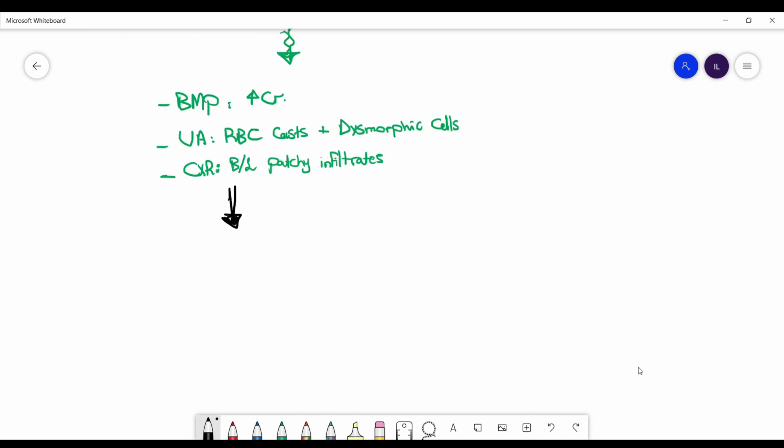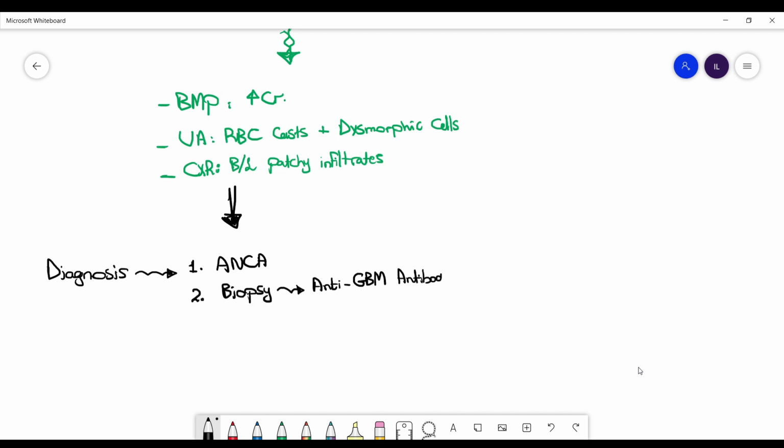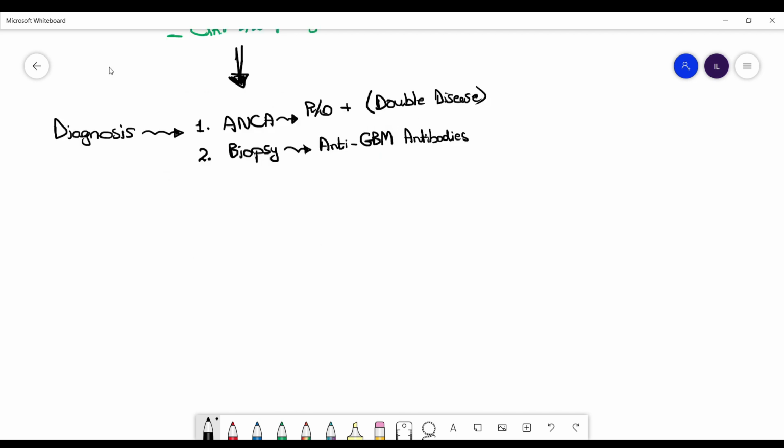Now, you need to confirm or support your diagnosis. You will do ANCA, which is good for two reasons. First, to rule out ANCA vasculitis, and the second, if it's positive and on biopsy the patient also has anti-GBM antibodies, then these patients we categorize as ANCA vasculitis and anti-GBM disease together, or what we call double disease.